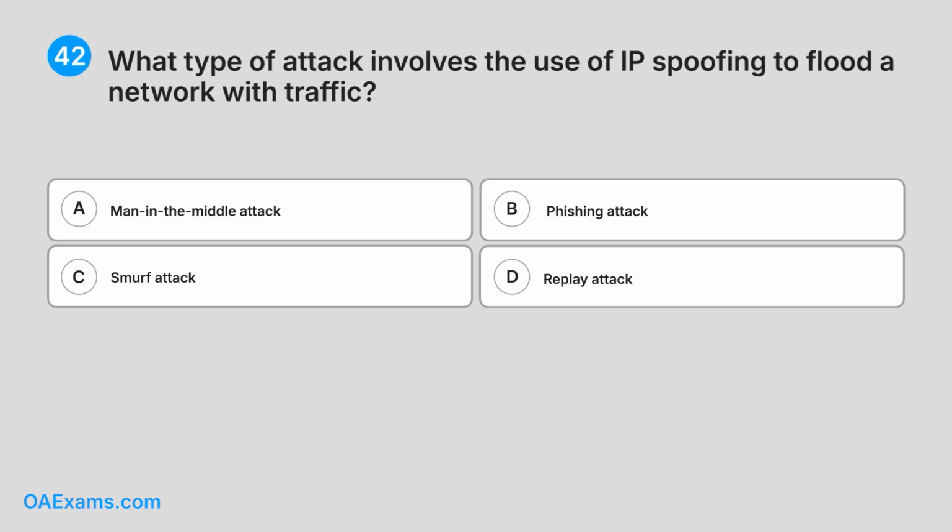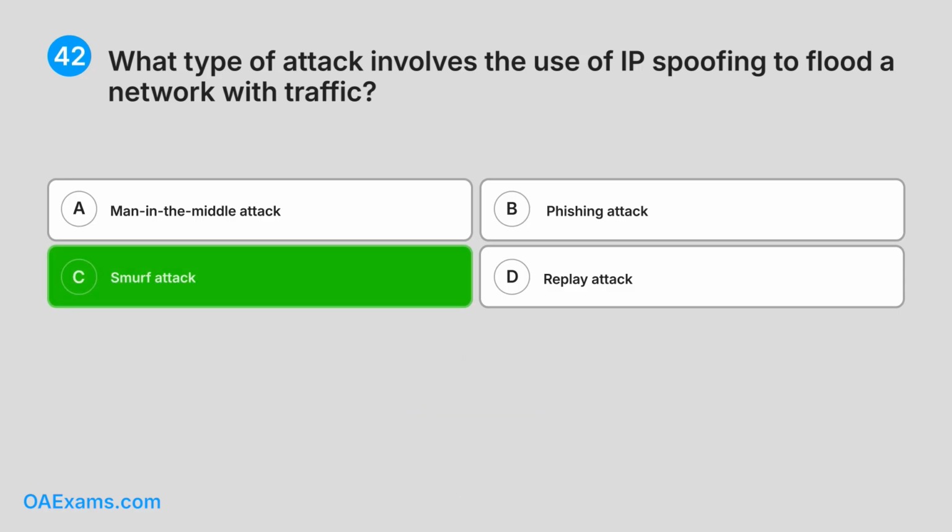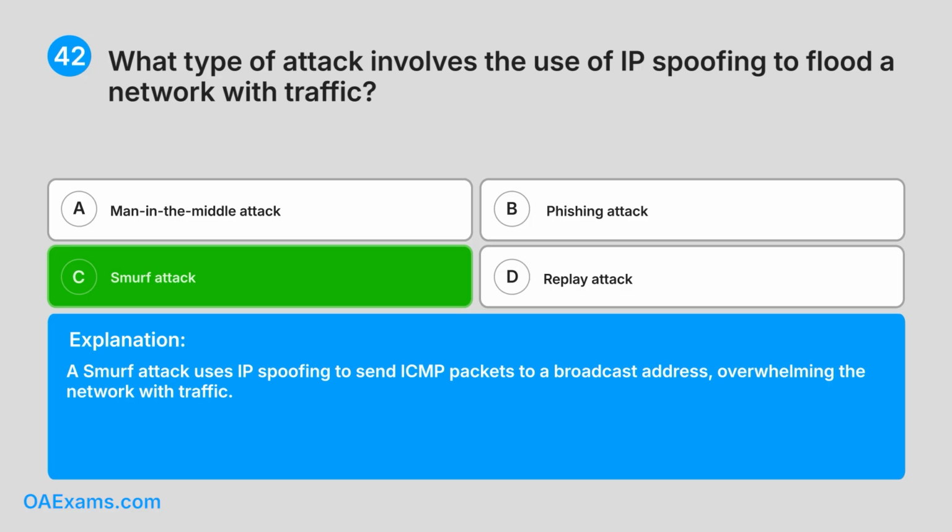42. What type of attack involves the use of IP spoofing to flood a network with traffic? A. Man-in-the-middle attack. B. Phishing attack. C. Smurf attack. D. Replay attack. Can you guess the answer? Correct answer: C. Smurf attack. Explanation: A Smurf attack uses IP spoofing to send ping packets to a broadcast address, overwhelming the network with traffic.